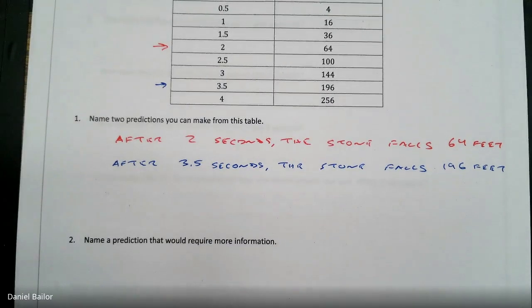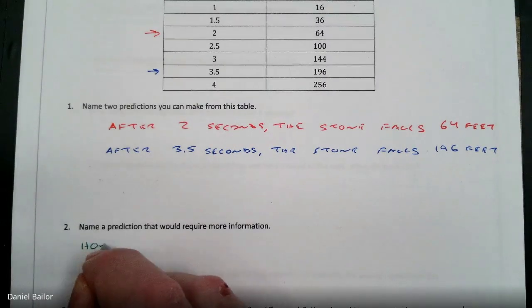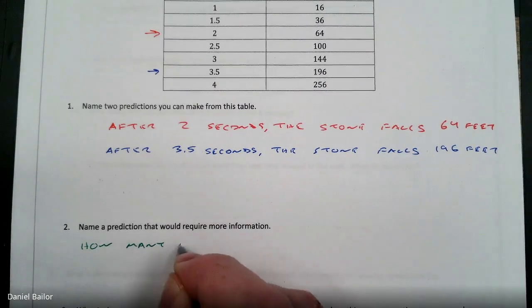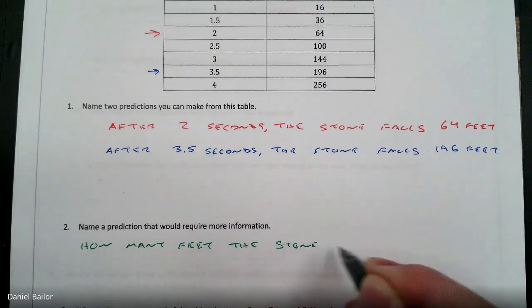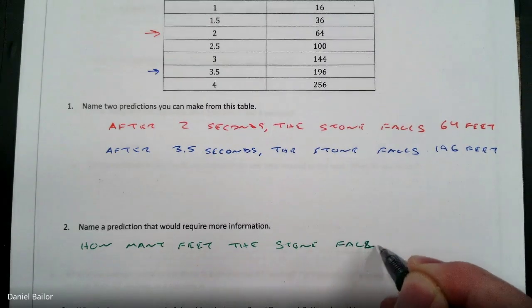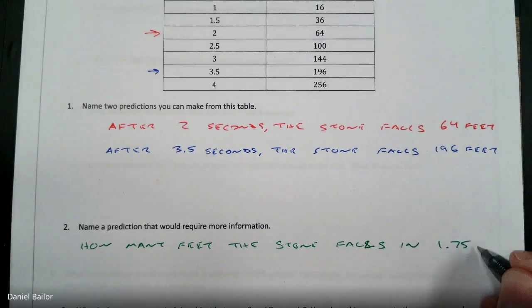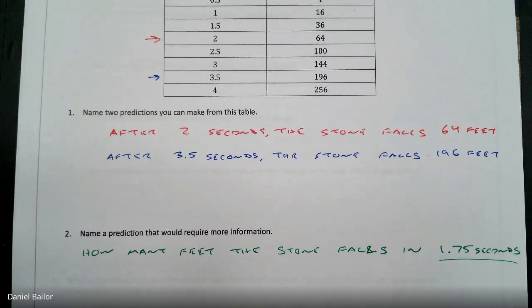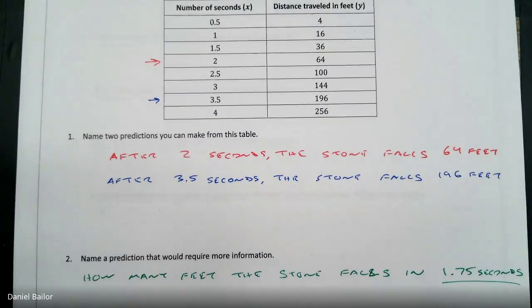Number 2, name a prediction that would require more information. Well, that just means evidence that's not on the table. So I could say, how many feet the stone falls in, let's say, 1.75 seconds. That needs more information because 1.75 seconds is not on the chart. So I need more information because this X is not on the chart. So that's just what the predictions are asking you to do.